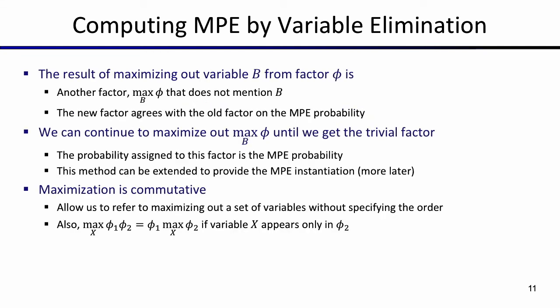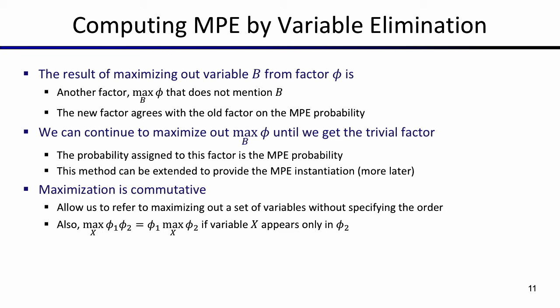So when we maximize out a variable B, for instance, from the factor phi, what we get is another factor that does not mention variable B anymore. But more important than that is that the new factor agrees with the older factor about what is the MPE probability of the assignments. So what we do when we are computing the MPE by variable elimination is to maximize out all the variables that we have in the query until we get the trivial factor.